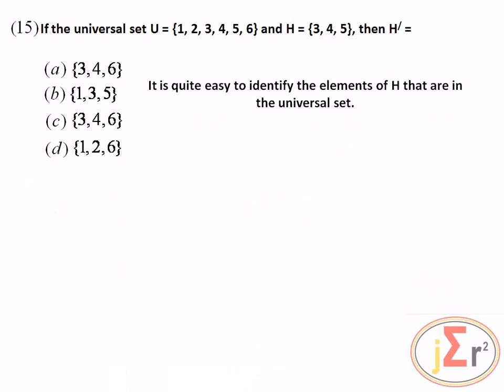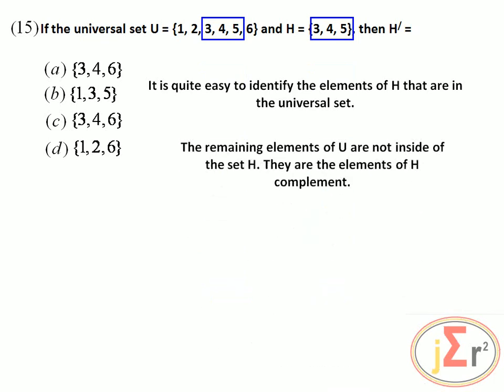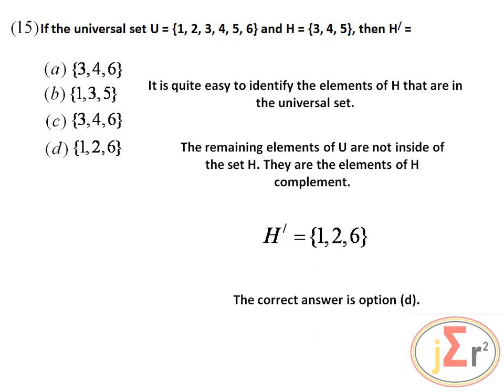It is quite easy to identify the elements that are not in H. There we have the elements of H. The remaining elements of U are not inside the set H. They are the elements of H complement. So those that we have there highlighted in red are the ones that are in H complement. They are not inside of H. And H complement is equal to the set that contains 1, 2, and 6. The correct answer is option D.